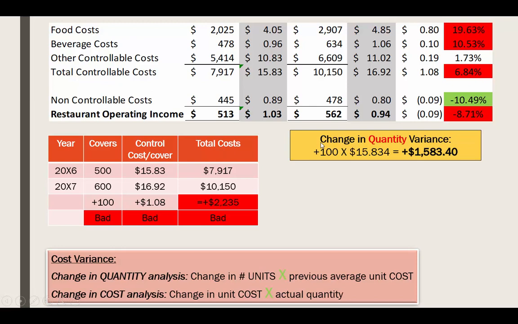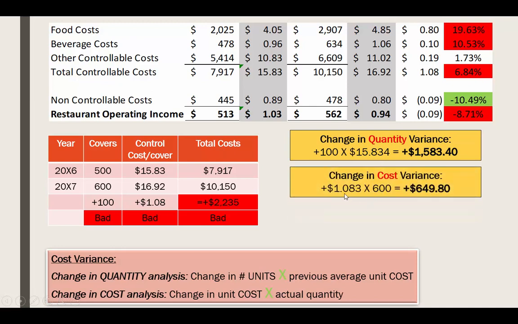Remember that we are serving more people, therefore our variable costs or controllable costs should go up. They should, because to make more food revenue, we need more food costs. To make more beverage revenue, we should be using more beverage costs. We should have more labor because we're busier. So it's perfectly okay in this case for the costs to go up due to the fact that I served more people. I would expect this as a manager.